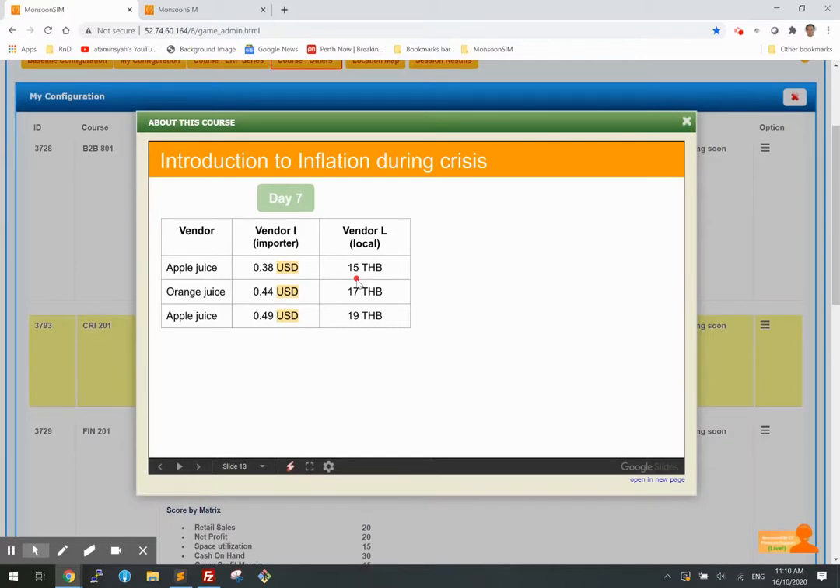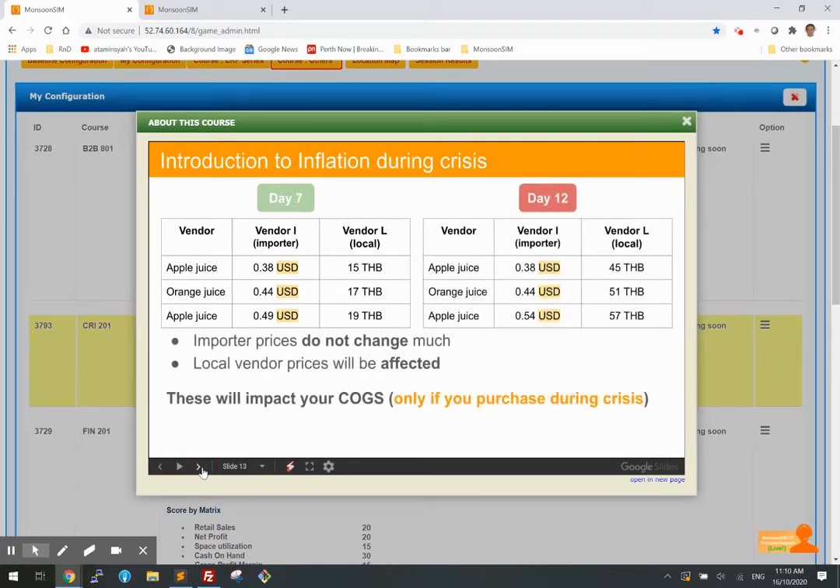So that is what the student will experience if there is a sudden increase or a crisis. For inflation, suppose you have two vendors, vendor I for importer and vendor L for local. Now here are the prices before the crisis. Now the crisis hits, and look at what happened. For the importer, they will still charge you pretty much the same amount as before, because to them it doesn't affect them. But for the local one, they are raising the price significantly. So importer price does not change much, local price will be affected. This will impact your cost of goods sold for sure.